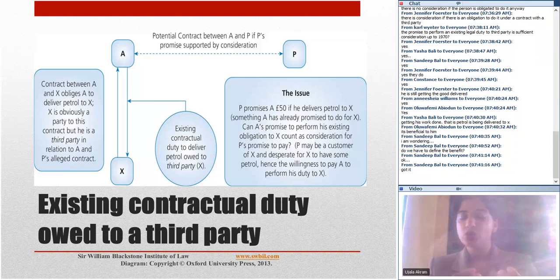Okay. So the courts in these types of cases have actually decided that the benefit that P is getting, let's suppose X is P's customer, and P is desperate to get that petrol delivered to X. Okay. All right. So we agree that P is receiving a benefit, and courts have considered this kind of benefit as legally sufficient consideration. Agree?